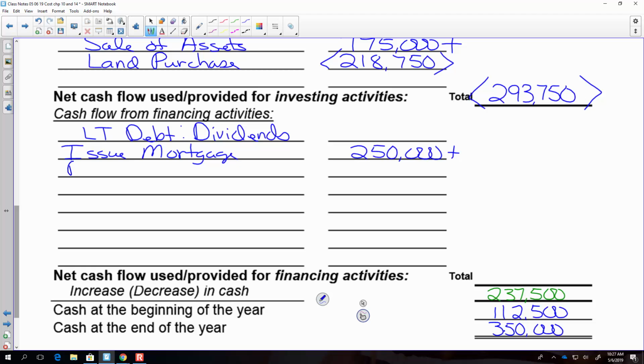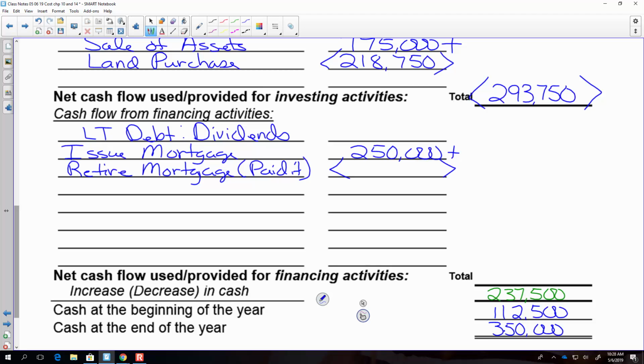The author might use the word retire mortgage. What does that mean? You pay off that mortgage. You paid it. If you paid it, what does that do to cash? It goes down, right? So that certainly would be a negative number. So look for the word retired, rather than issued or took out.